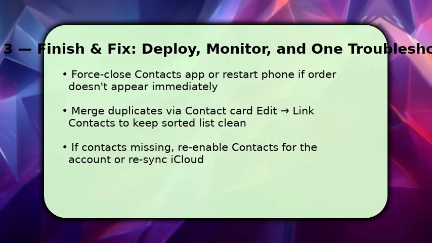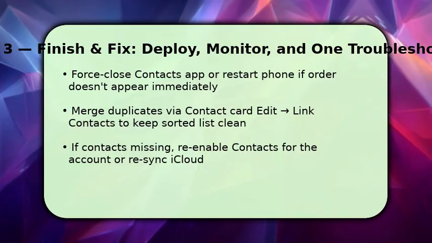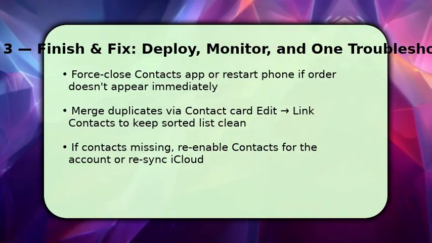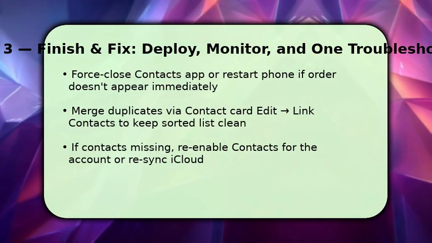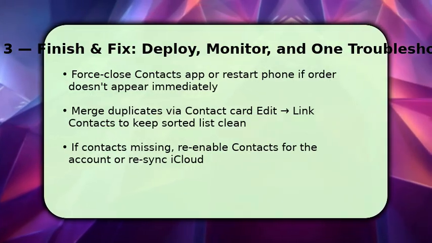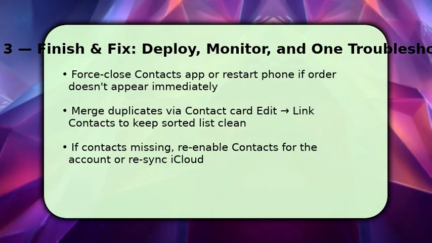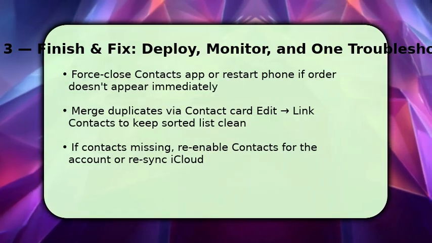For messy lists, merge duplicates using Edit, then Link Contacts, so duplicates don't break alphabetical flow. If contacts are missing after changing accounts, confirm contacts is enabled for that account and toggle sync off and on to force re-download.